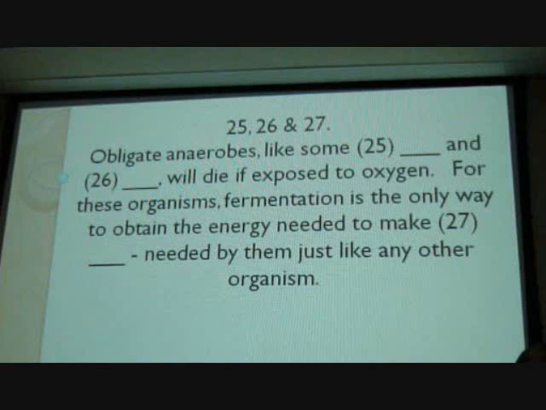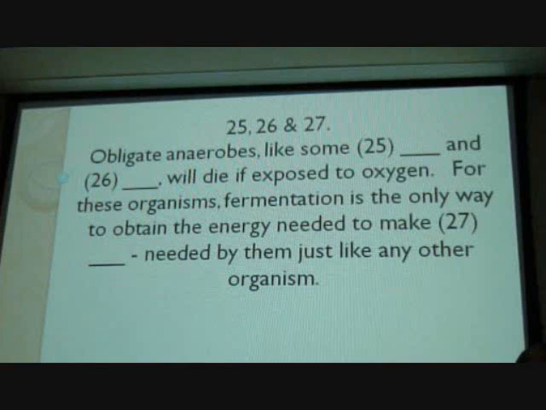Obligate anaerobes. That means you can't give them oxygen, you'll kill them. Like some bacteria and yeast. You can mix them up. I know those two will die if exposed to oxygen.